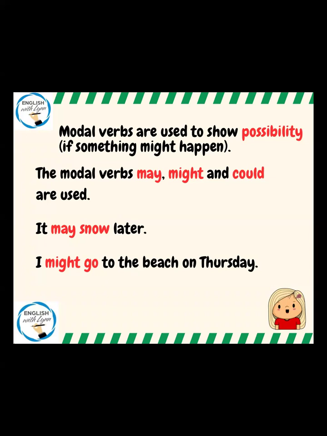And within the sentence, it may snow later. So there is a chance that it could snow. Okay. I might go to the beach on Thursday. I might. So there is a chance that I am going to the beach. Okay. And with these possibility ones, it is not 100% certain. There is a chance that it could happen, but it's not a certainty. Okay, and we'll speak about the modal verbs of certainty a little bit later on during this session. So those are the possibility modal verbs.